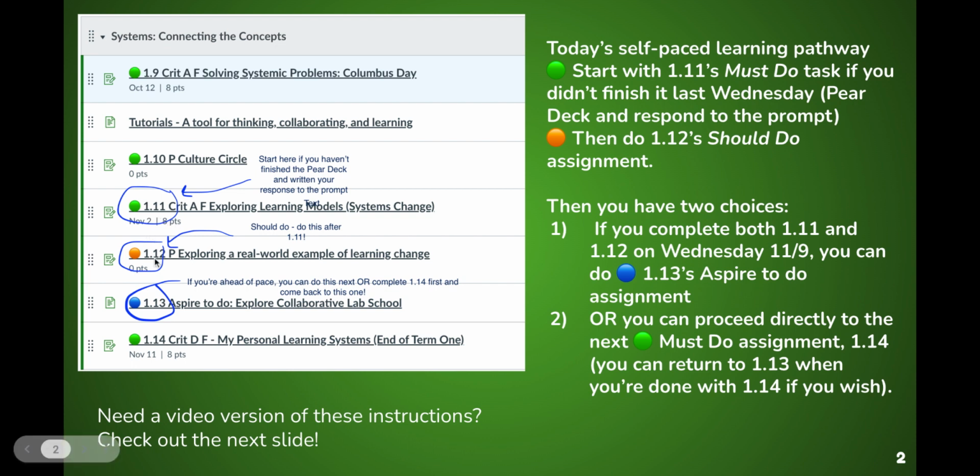Then you're moving on to our should do, where you're looking at a real world example of learning change. There are written and video instructions in that assignment. If you get done with those today, then you could either choose to start with 1.13, which is you're actually doing a deeper dive into that collaborative lab school at the high school, or you can go on and start with criterion D, formative. You're revisiting your personal learning systems that we did at the start of the term.